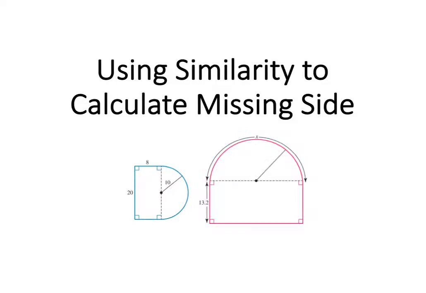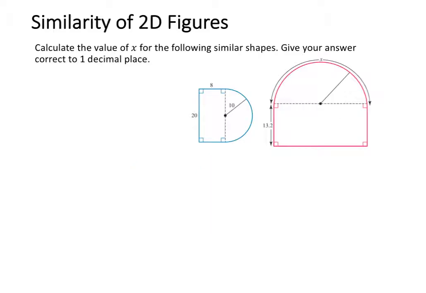In this video, we're going to have a look at how we calculate the missing side if we have similar shapes. So the question asks us to calculate the value of x for the following similar shapes, and we have to give our answer correct to one decimal place. Now the value of x is the circumference of a semicircle that sits on top of our shape.